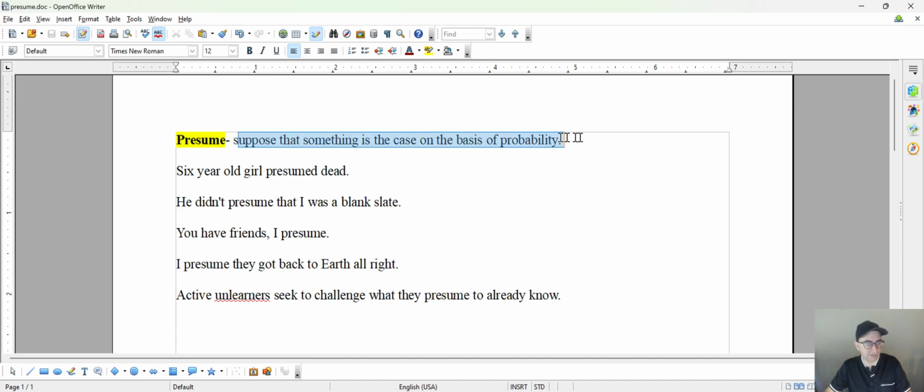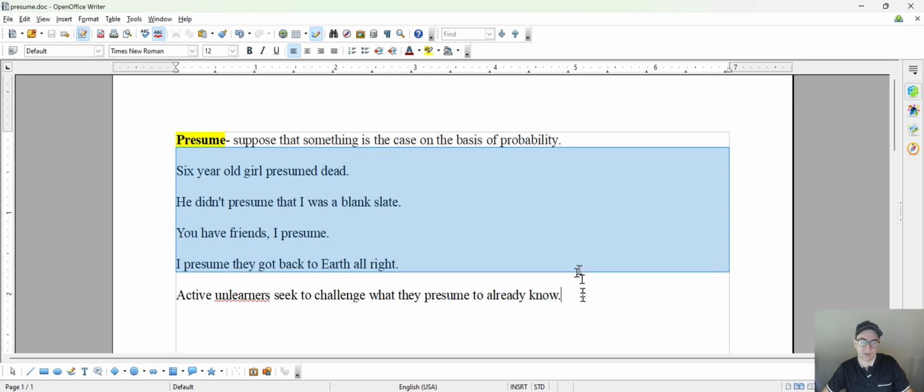So here, the definition of presume is suppose that something is the case on the basis of probability, right? So we assume that something's true, something's evident based on just the likelihood of it. Yeah, there's a high chance that this is going to happen or this is true.